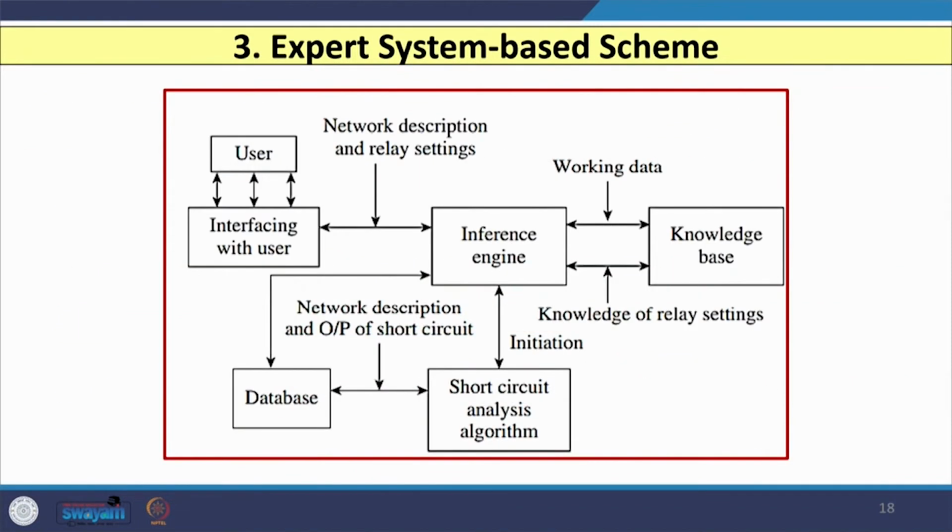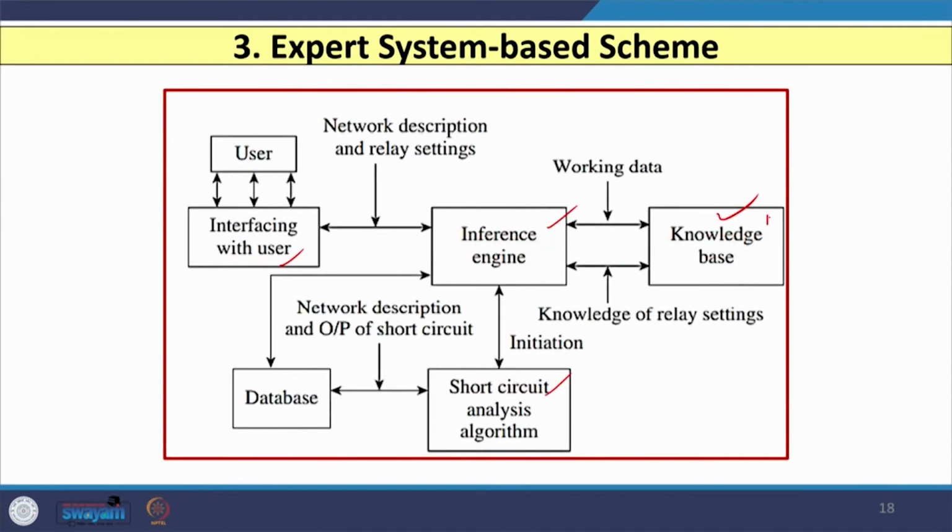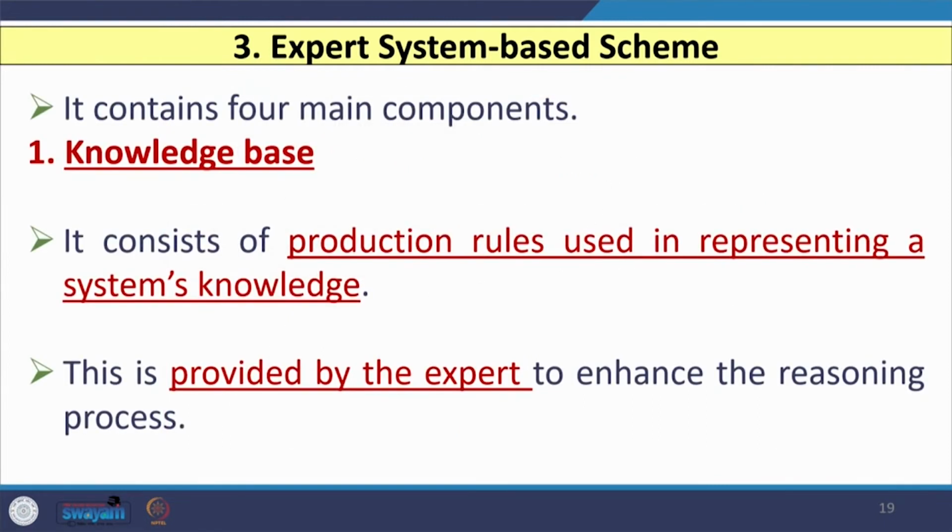protection scheme. If I consider the block diagram of any expert system based scheme, then you can see that it contains mainly 4 blocks, and these blocks are: first is the knowledge base block. Here this block is known as the knowledge base block. This consists of production rules used in representing a system's knowledge. This is provided by the expert to enhance the reasoning process.